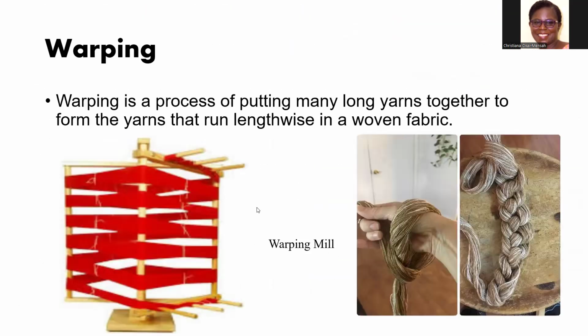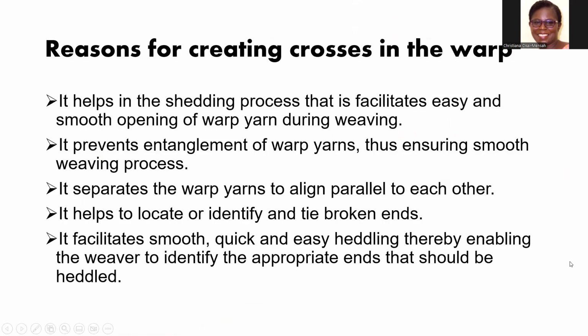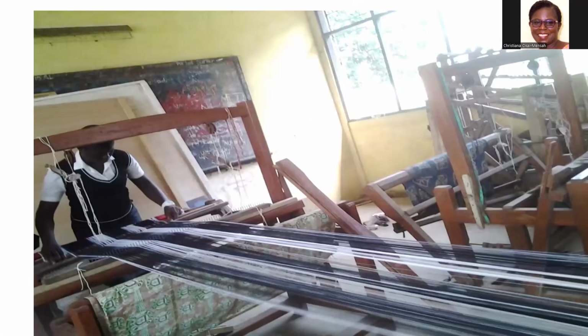So here is the warping I'm talking about, you remember. And this is the crossing. The way you cross it up, down, then you go back. So when you finish, you are supposed to take it from the warping mill using a special knot. Here I will not go there. Then the reason why we created the crosses, we discussed that one too.